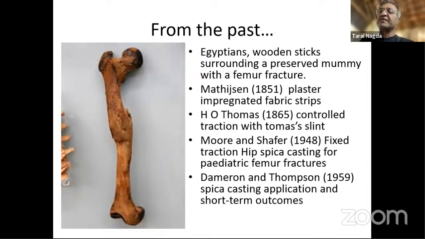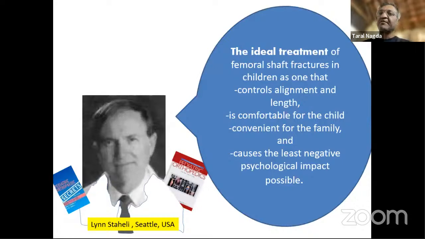Now, plasters came into vogue in 1851, so end of 18th century. And soon after that, Thomas's splint came into picture, which was popularized in the First World War. And the plaster spica, as we do it, actually started soon after our independence, 1948. And spica cast application and short-term outcomes were first described by Demeron and Thompson in 1959. So, if you say 1960 as the treatment's establishment, it's almost 60 years since people have been using hip spicas for treating shaft femur fractures.